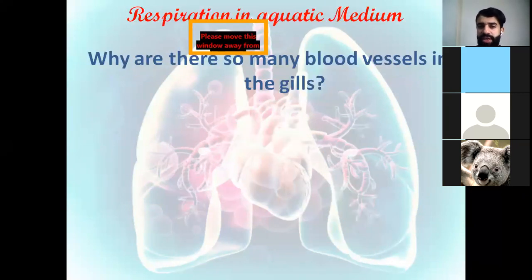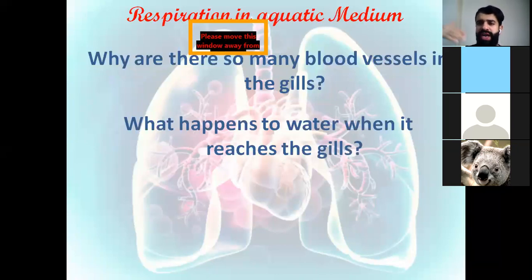What is the respiratory organ of fish? You have the gills. Why are there many blood vessels? Because the blood is responsible for carrying oxygen and carbon dioxide.